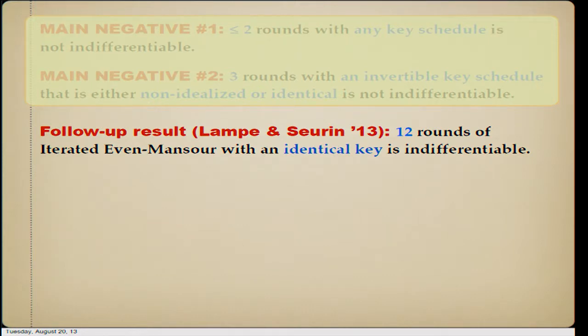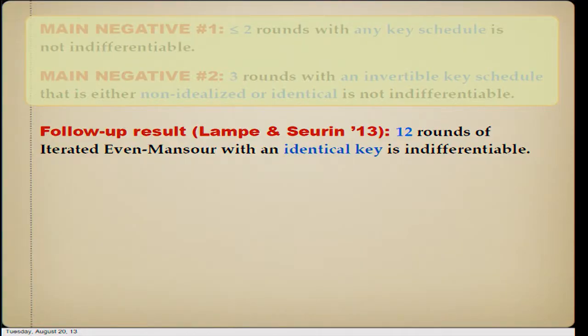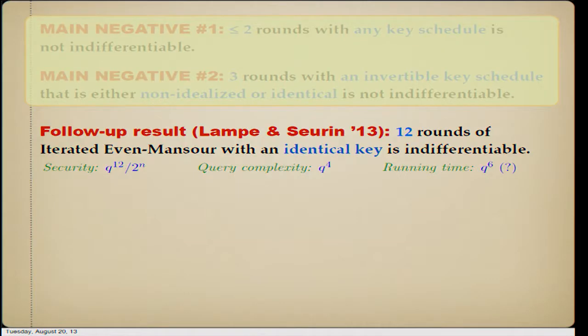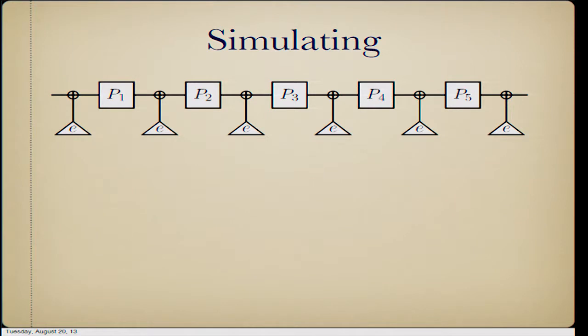There's a follow-up result coming after ours by Lampe and Seurin that 12 rounds with no key schedule, where you use an identical key at every round, okay? There are actually 13 slots where you XOR the key. This is also indifferentiable, so that's kind of cool. So if you can use a random oracle key schedule, you can get everything down to 5 rounds. Without the random oracle key schedule, you blow up to 12 rounds. This one has worse bounds, but whatever.